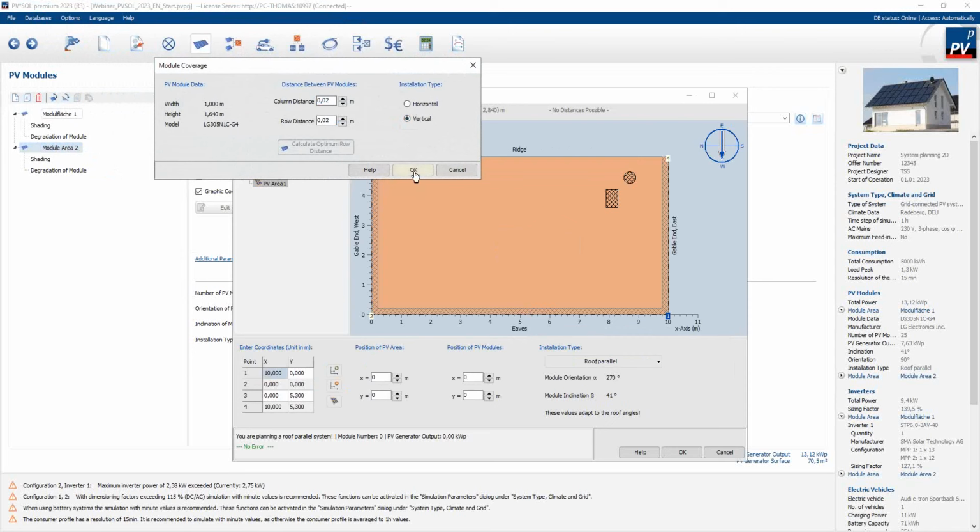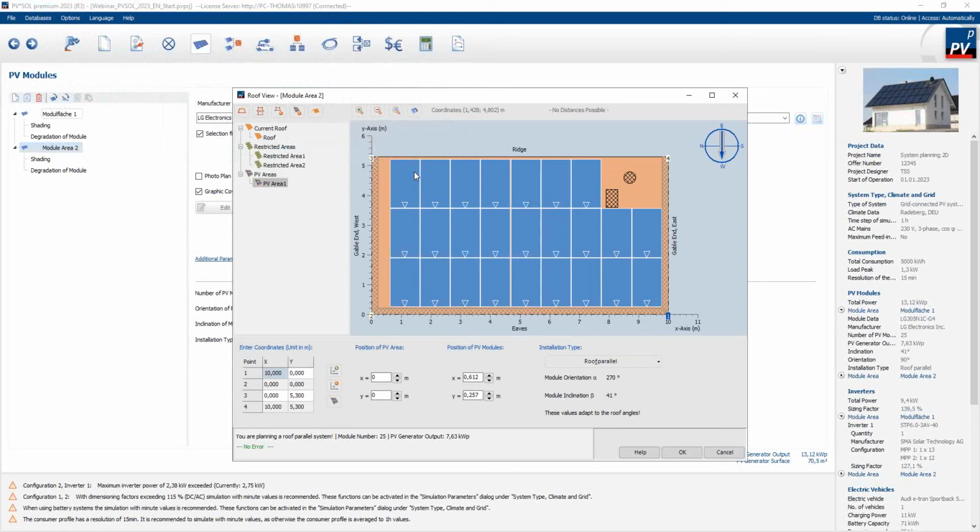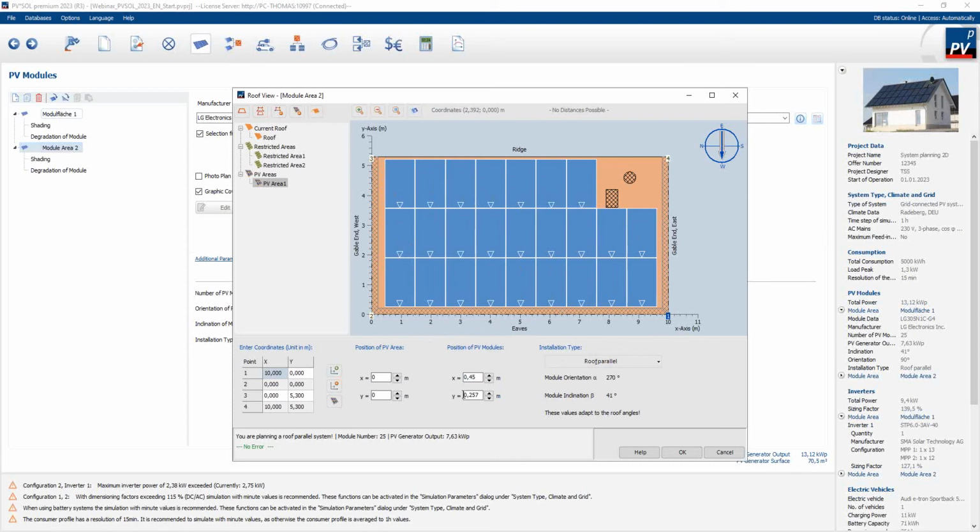Yeah, then we have to confirm, it's okay, and here we are. Now it's the same installation as we know from our photo plan installation, and last but not least, we are able to center the modules here. There's another option, position of PV modules, and if we enter here, for example, 0.45 and 0.2, then it's centered, and it looks like our planning before.